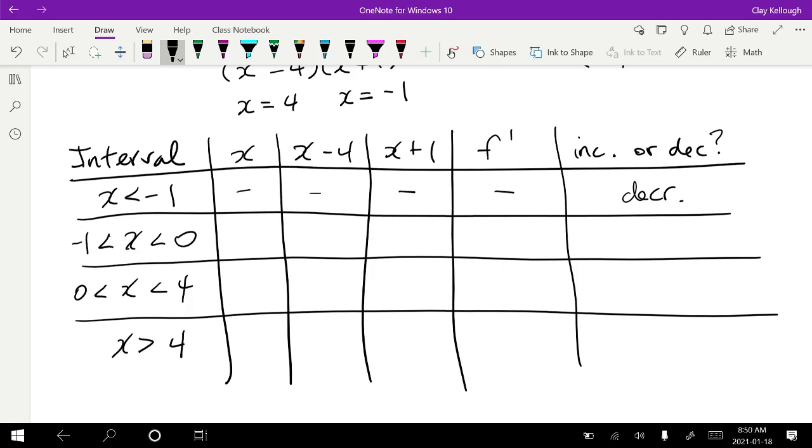Okay, this is a little harder. Between -1 and 0, I don't have any whole numbers, so I'll have to use maybe -1/2. -1/2 makes x negative. It makes x minus 4 negative. It makes this positive, right? Because a half is not going to cancel away 1. So a negative times a positive is positive. So we're increasing on this interval. Between 0 and 4, you have 3 integers to choose from. I'll pick the smallest one. I'll pick 1. 1 makes that a positive, makes that a negative, makes that a positive. A positive times a negative is negative. So we're decreasing. And for x bigger than 4, I'll pick 5. Positive, positive, positive, positive. So we're increasing.